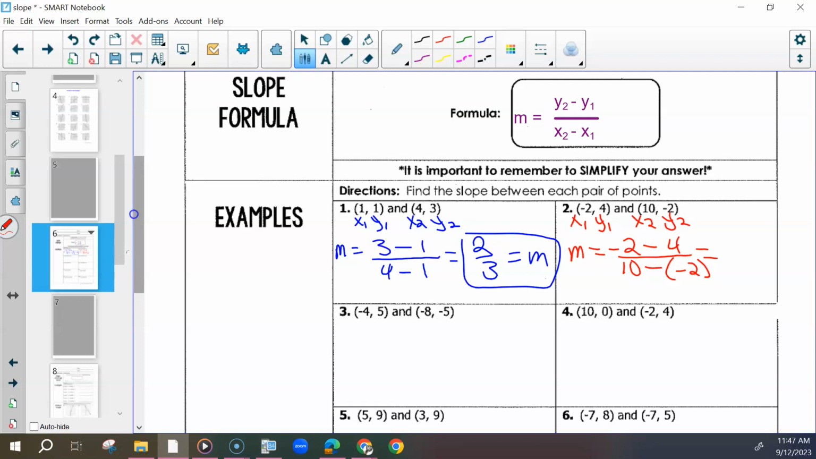That would be the simplest version, yes. So -6 over 12 would simplify to -1/2.